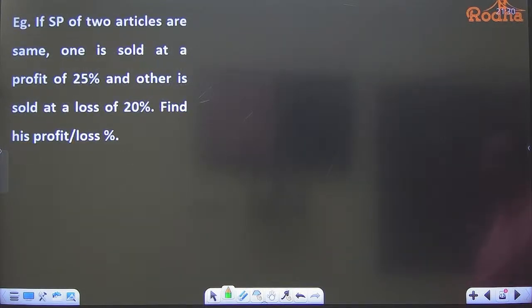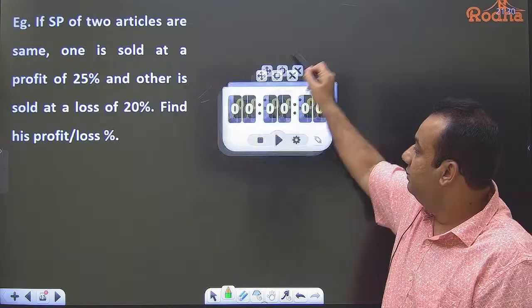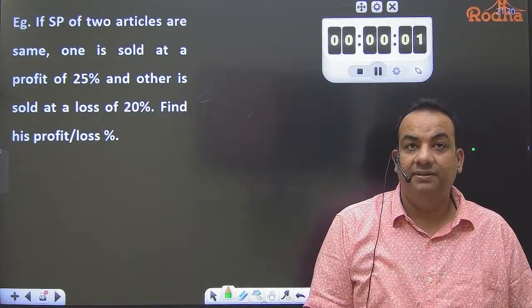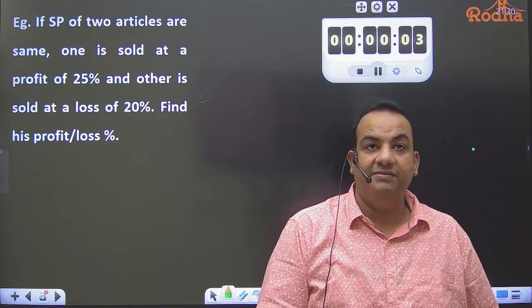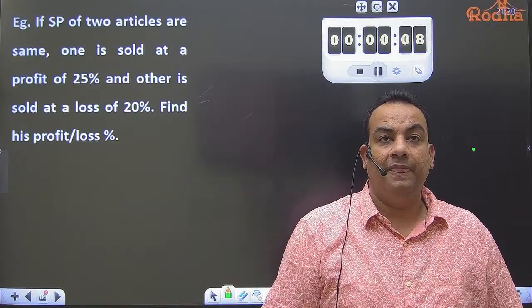Now try this question. All of you try this question. Again for this question I am giving you 75 seconds. Try this. 75 seconds for this question. Although 75 seconds is too much time for this question. But try.